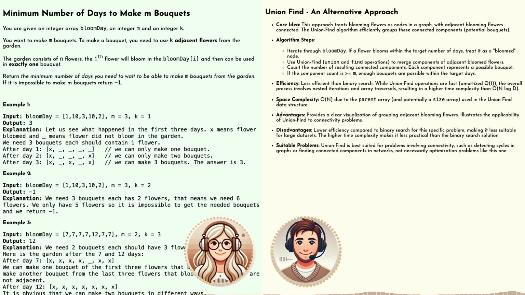So remind me, how does this union find thing actually work? I remember the flower community analogy. Right, right. So imagine each of our blooming flowers is like a node in a network. Okay. If two flowers are blooming right next to each other, they're connected, like little buddies. Exactly. They form a little flower community. And Union Find helps us keep track of these communities as we go through the different blooming days.